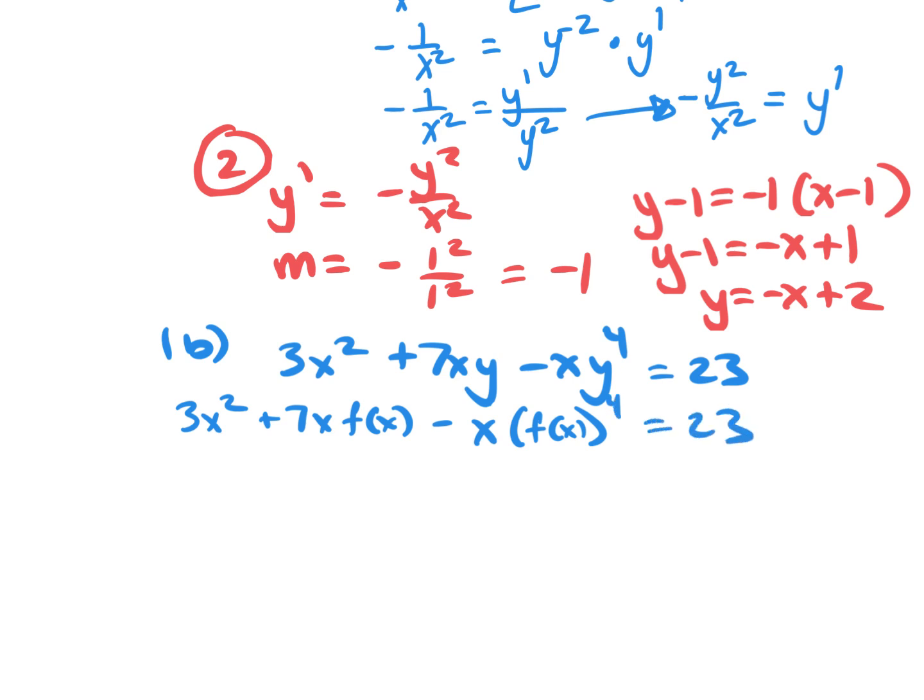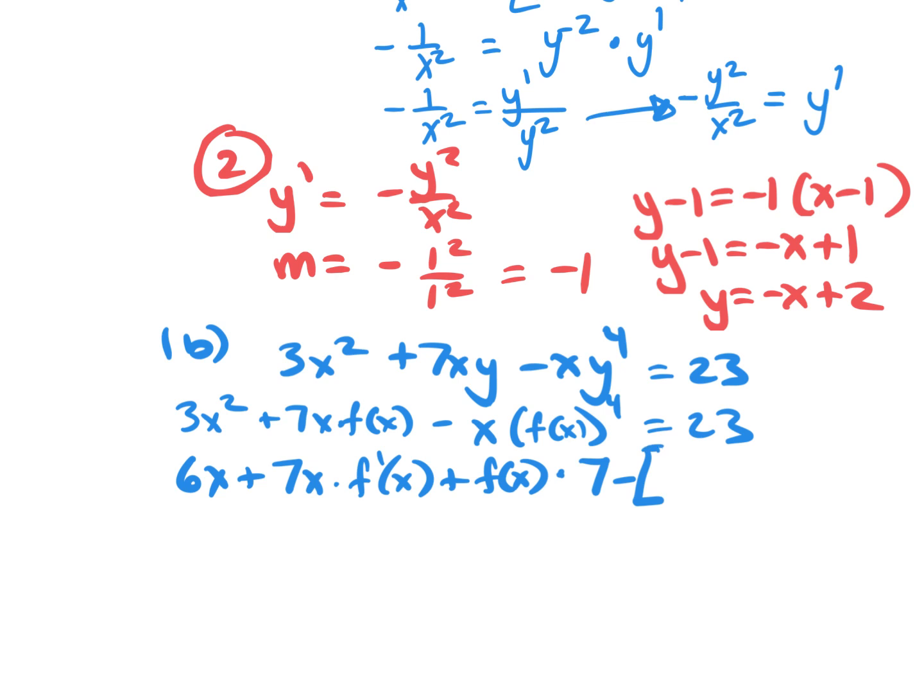Okay, so first one, taking the derivative of 3x squared, that's easy, 6x. This one, we've got 2x times f of x. Originally, we had it as y, so you're going to have to do the product rule. So it's going to be the first times the derivative of the second, so times f prime of x, plus the second, f of x, times the derivative of the first, which is 1. Okay, and then the next one is a product rule as well.